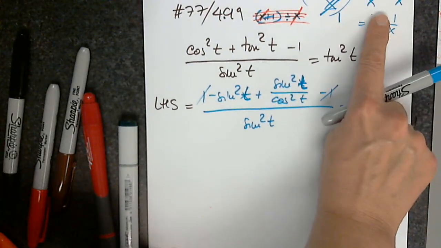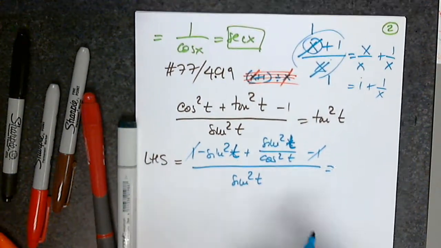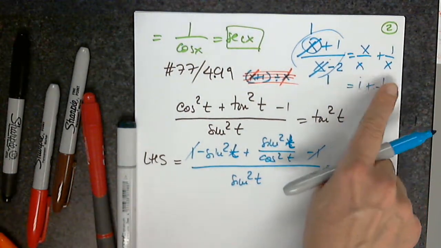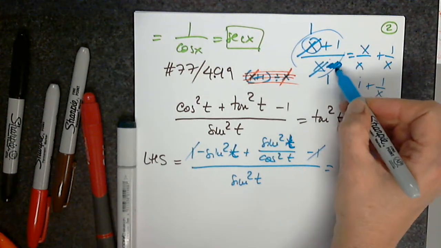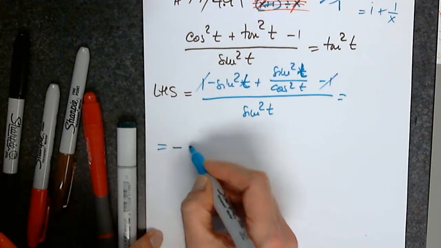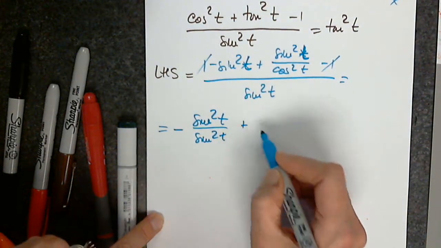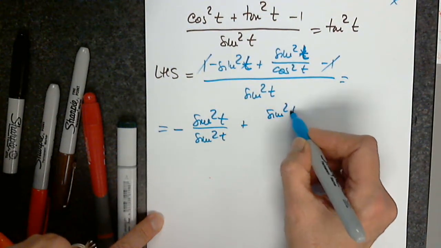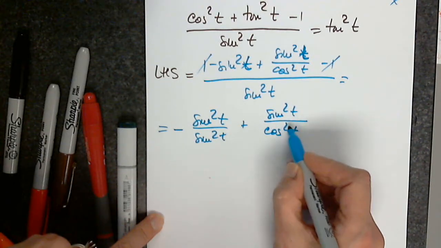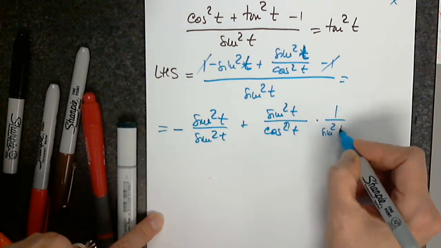Now, like I showed here, I'm going to separate into two fractions because the denominator is one term. Look here for a second. If I have this, I cannot separate it. But since I have only one term, I can separate the fraction into two fractions. Or if I have 3 terms at the top, I can separate into 3 fractions. So then I will have negative sine squared over sine squared, and then plus sine squared over cosine squared, and this is sine squared over 1 times 1 over sine squared.